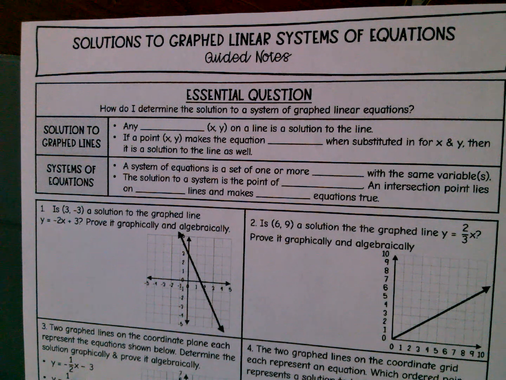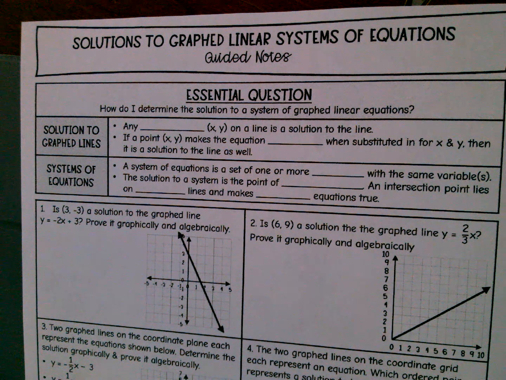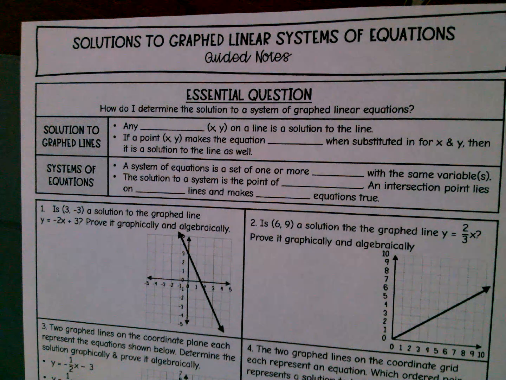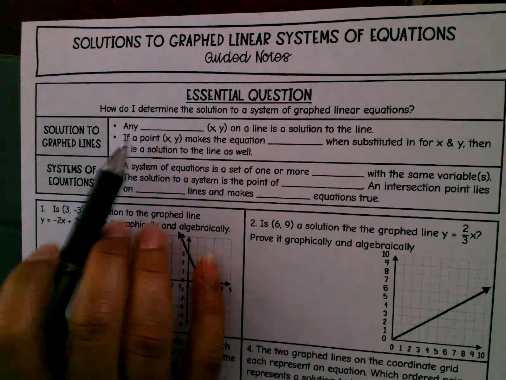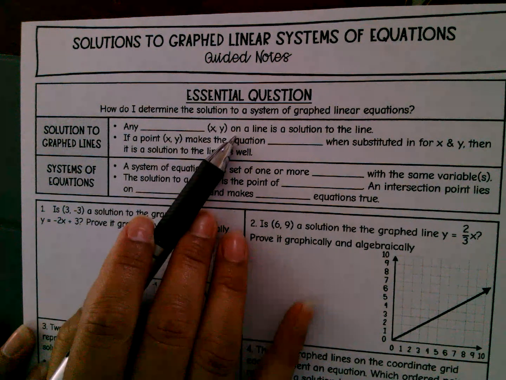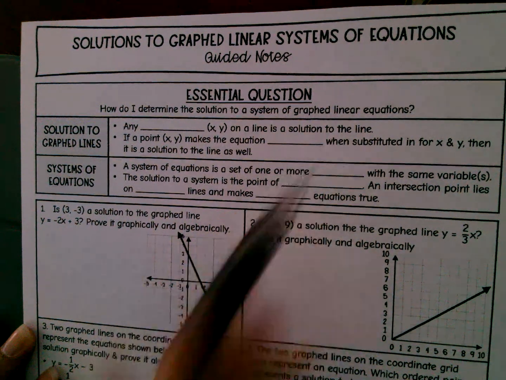All right, so we're going to be covering solutions to systems of equations. Systems of equations is just fancy for two or more linear lines, okay? Two or more linear lines. So right here it says any blank x and y on a line is a solution to the line.